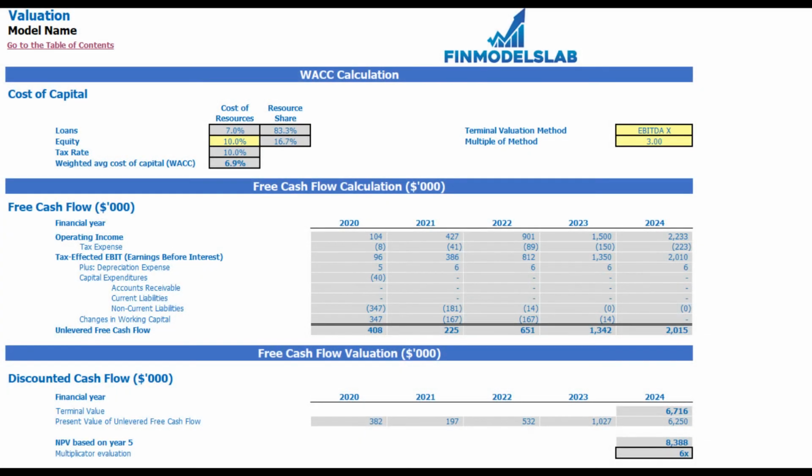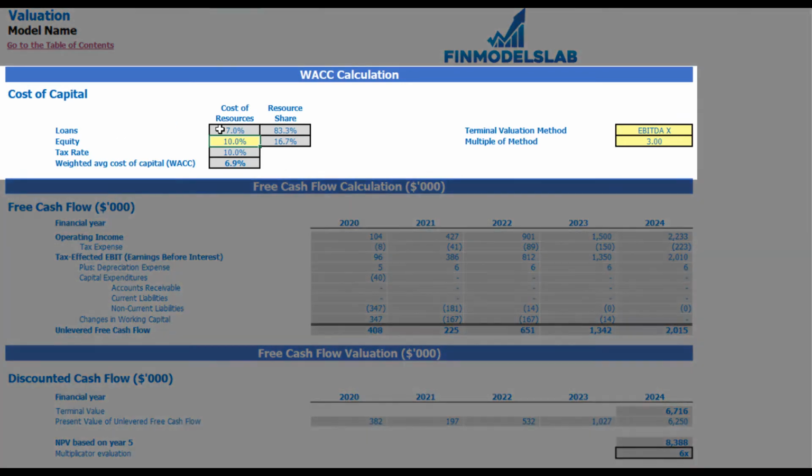On the valuation tab, you may see the calculation of company valuation based on the cost of equity, which you may input here, and the cost of loans you previously inputted on the dashboard. The calculation of resource share you may see here. There's also the tax rate, and here you may find the weighted average cost of capital.